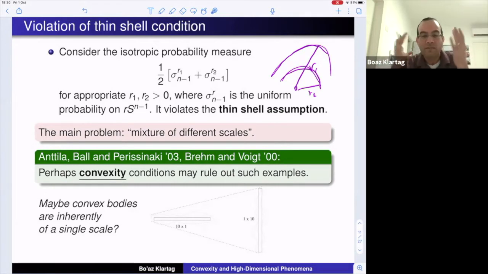So somehow, at least very heuristically, you might want to say that, okay, suppose you have some region of the convex set whose scale is something like 10 times 1, and you have another region where the scale is something like 1 times 10, then the convex body has to contain the convex hull of these two things. So there should be some interaction at least between the two components. So this is the very rough heuristic. I don't know if it's very convincing.